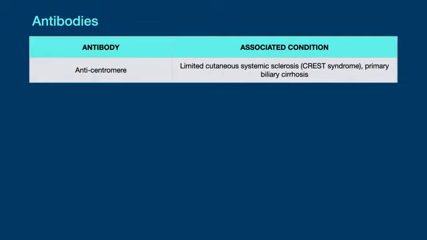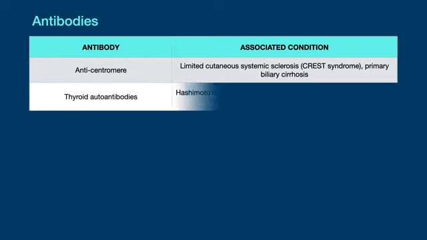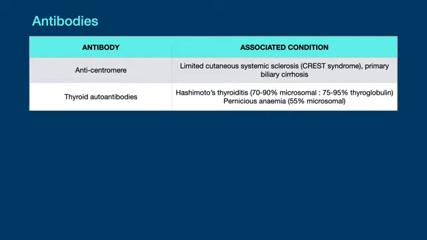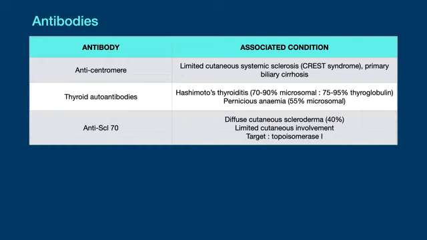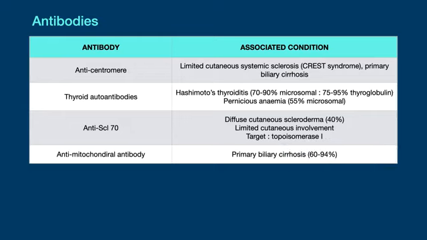Anti-centromere antibodies are seen in limited cutaneous systemic sclerosis or CREST syndrome and primary biliary cirrhosis. Thyroid autoantibodies are seen in Hashimoto's thyroiditis and pernicious anemia. Anti-Scl-70 antibodies are seen in diffuse cutaneous scleroderma and limited cutaneous involvement. Anti-mitochondrial antibody is seen in primary biliary cirrhosis.